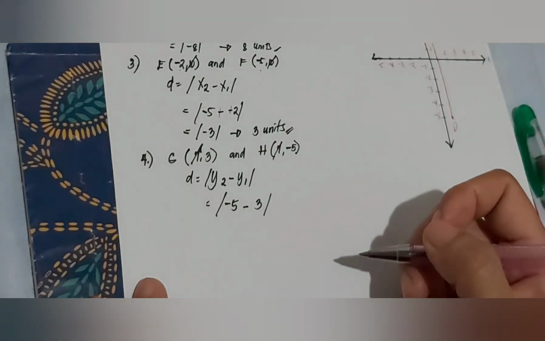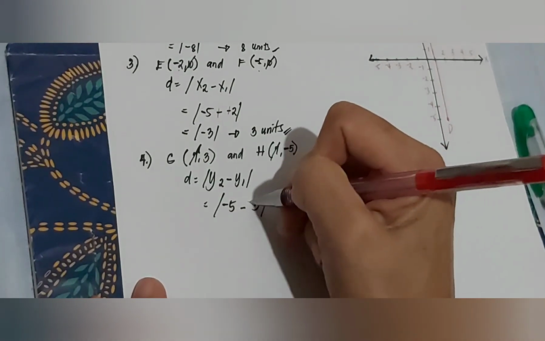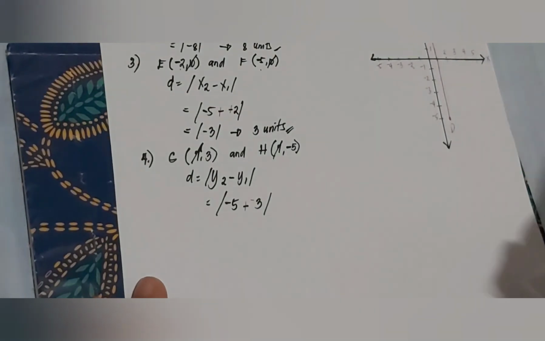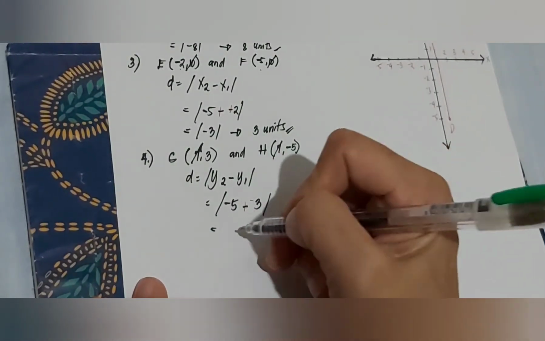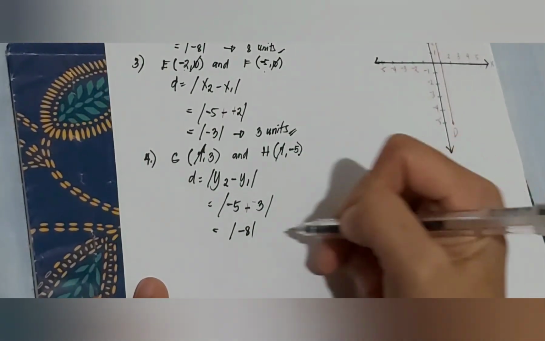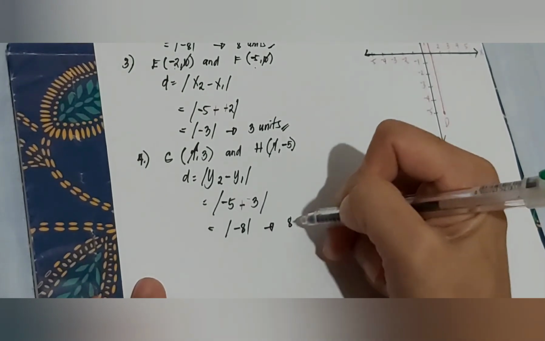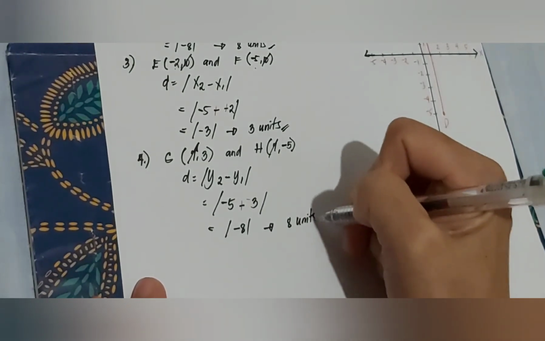Change the sign of the subtrahend. Proceed to addition. Negative plus... And this will lead us to negative 8. And the answer is 8 units.